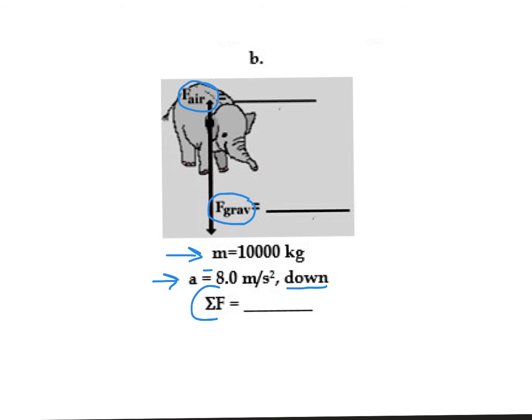All right, so let me figure this out. I know for my net force is equal to mass times acceleration. Do I know mass and acceleration? Yes, I do. My mass is 10,000 kilograms, and my acceleration is negative 8.0.